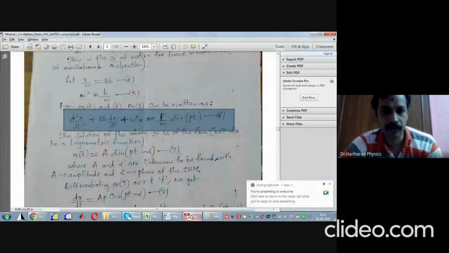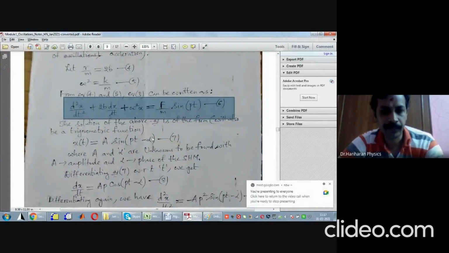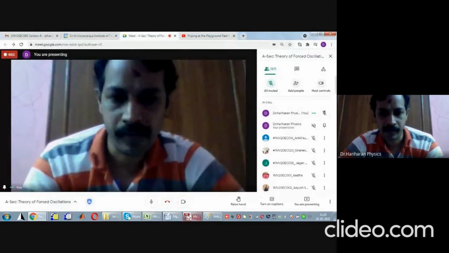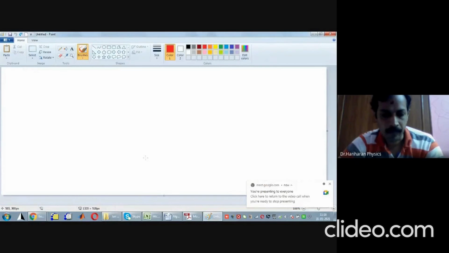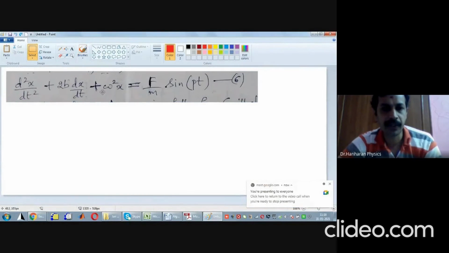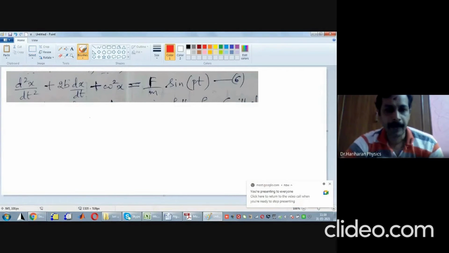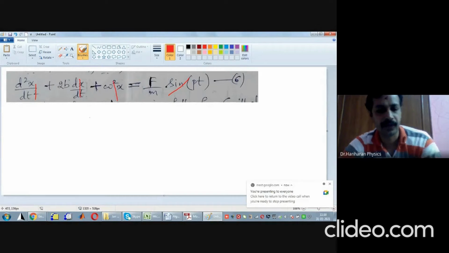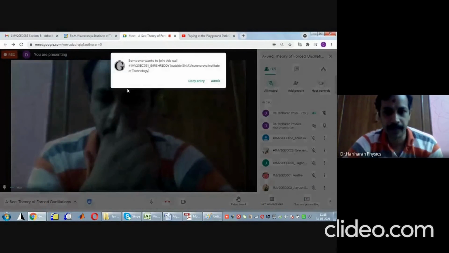Okay. So now look here. This is the equation that we want to solve. Right. Now look here. What is the right hand side? A sine function. What is the left hand side? dx by dt is something. Then you have dx by dt and you have x. Okay. Can you see here?